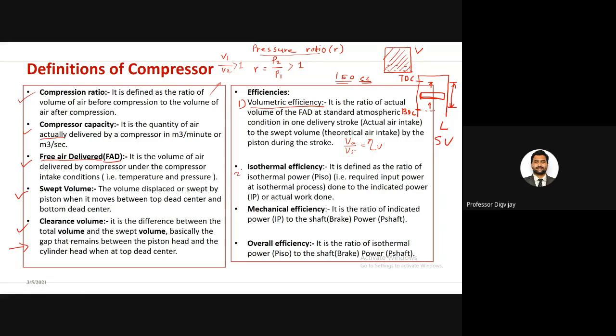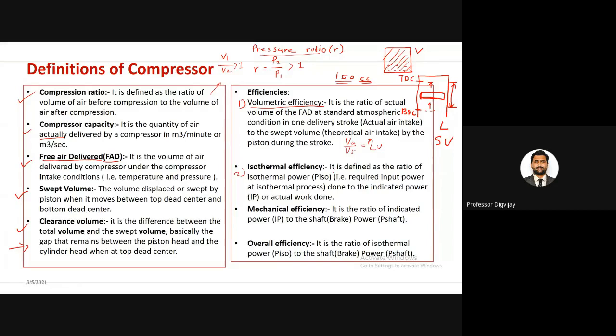Next here we have isothermal efficiency. Three types of compression work will be involved: isothermal compression, polytropic compression, and isentropic compression. What those are, we'll see in the derivation, and then you will come to know what is meant by isothermal efficiency. Okay.